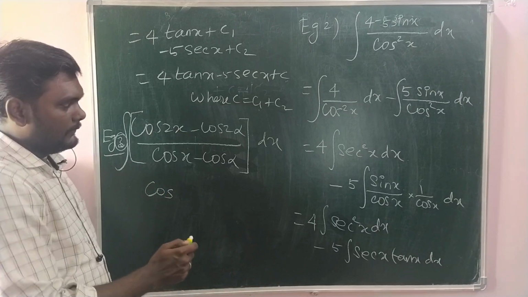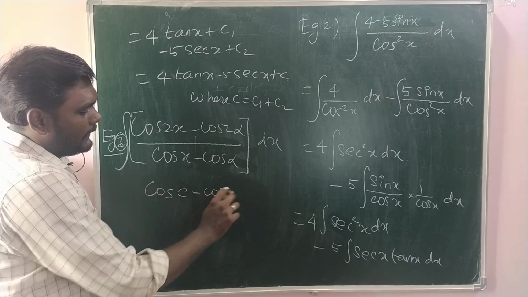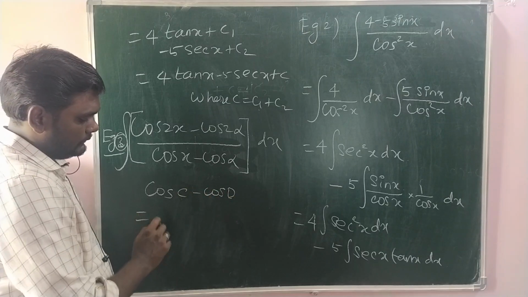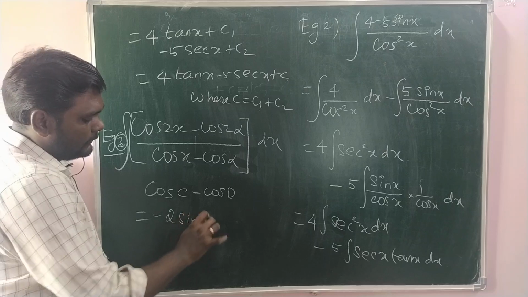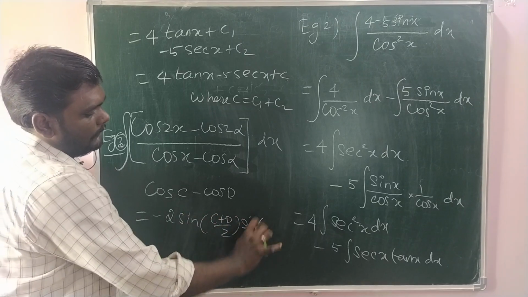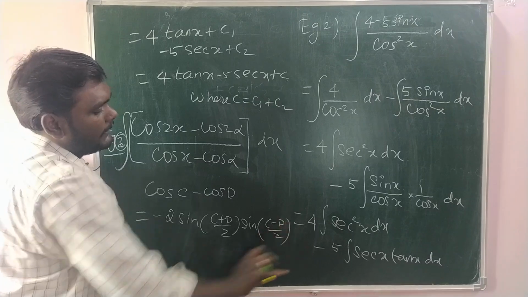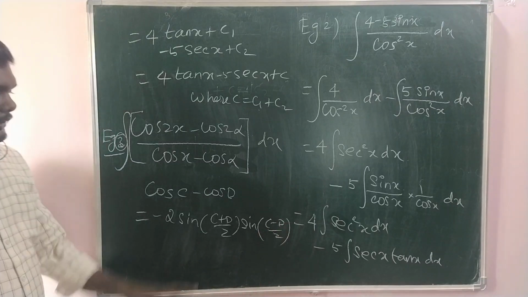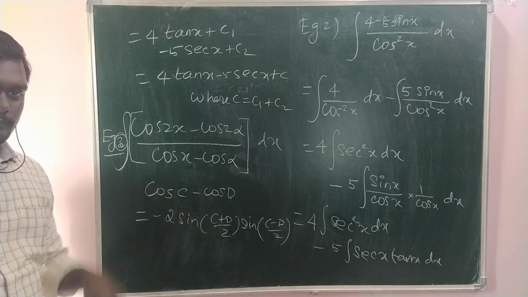See, use the cos C minus cos D formula: minus 2 sin (C plus D) by 2 sin (C minus D) by 2. Use this formula and figure it out.